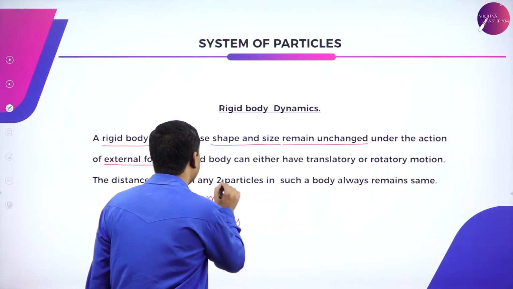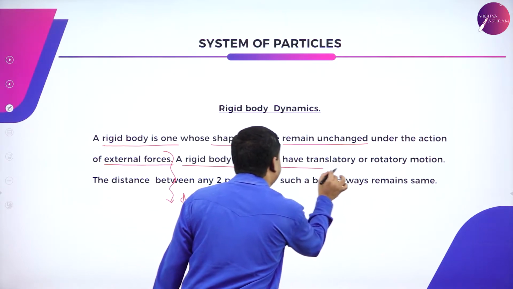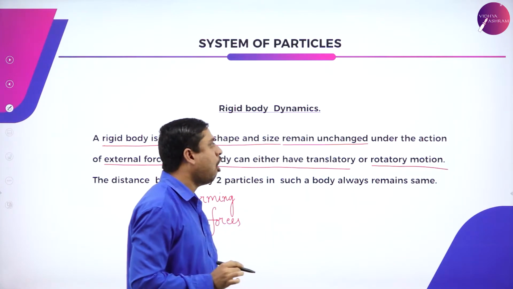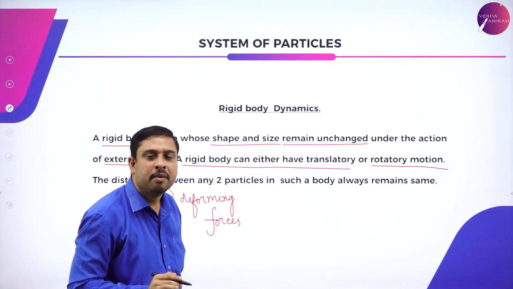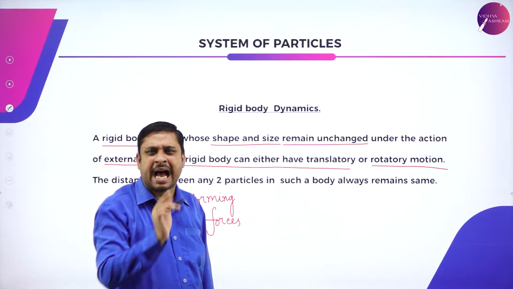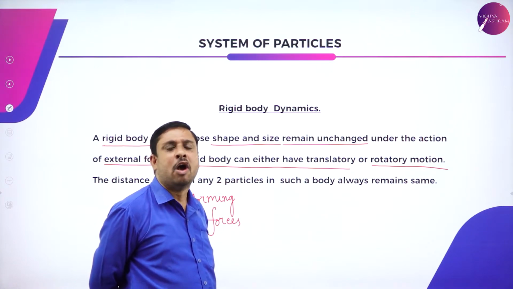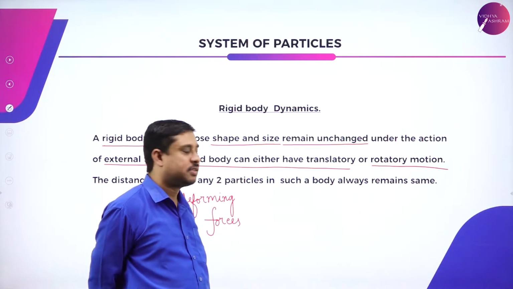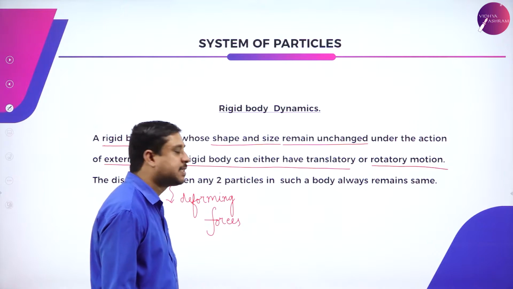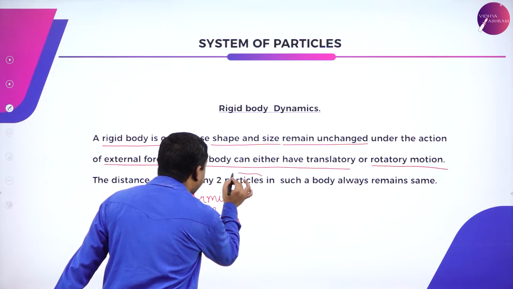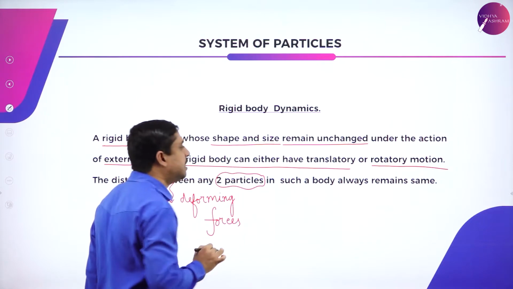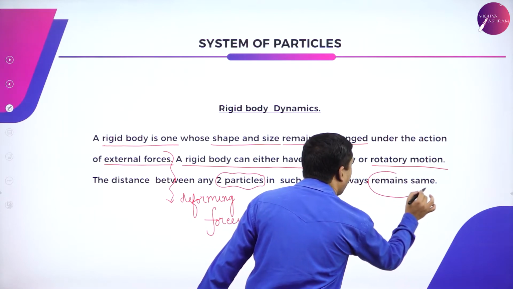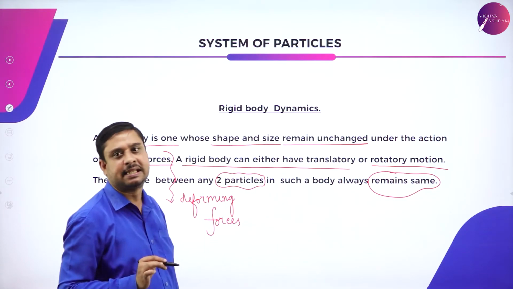Now, a rigid body can have translatory or rotatory motion, but no oscillations. The characteristic feature of a rigid body is it always rotates, and the distance between any two particles in such a rigid body always remains the same.